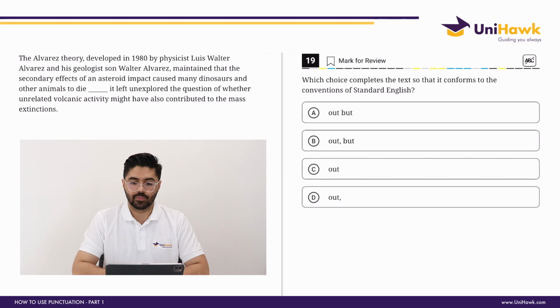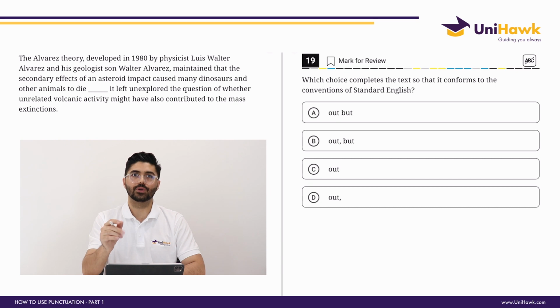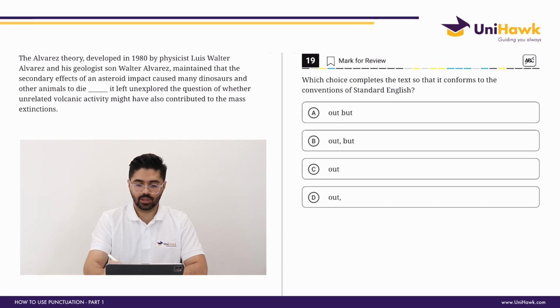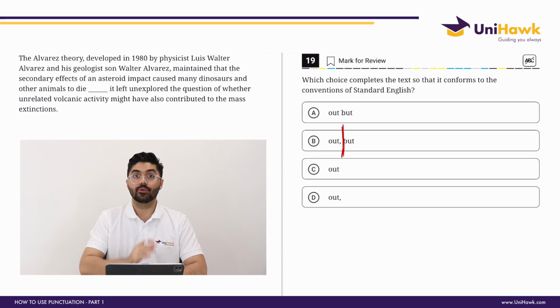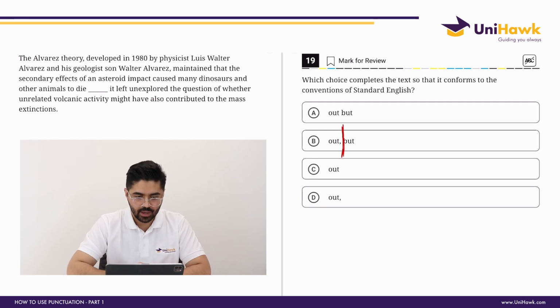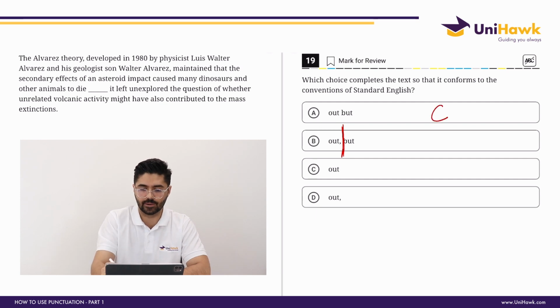Let's look at another example. Again, what is changing is the punctuation. And if you notice, you have comma but, which is one of the comma fanboys punctuation. So I'm going to draw a line in there and read the first idea. The first idea is, the Alvarez theory maintained that the secondary effect of an asteroid impact caused many dinosaurs and other animals to die out. Well, that is a complete idea.